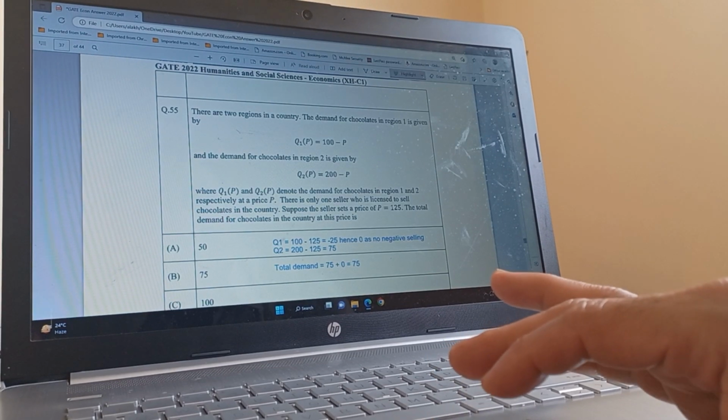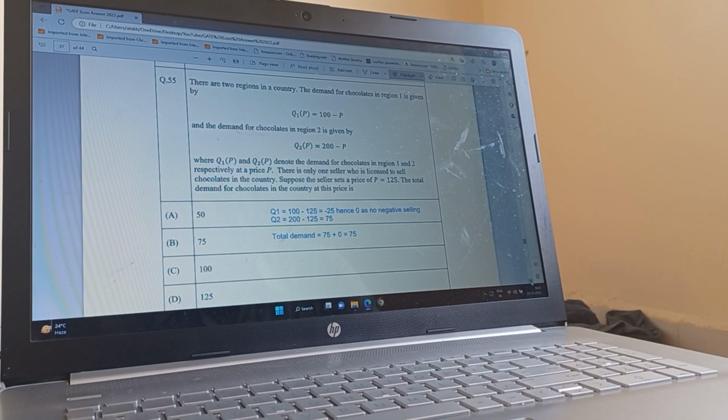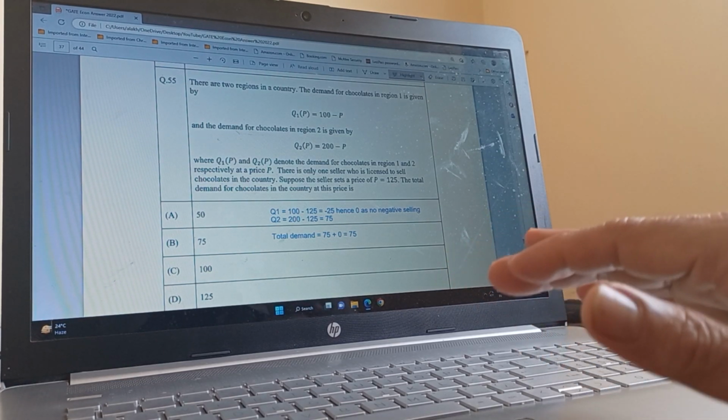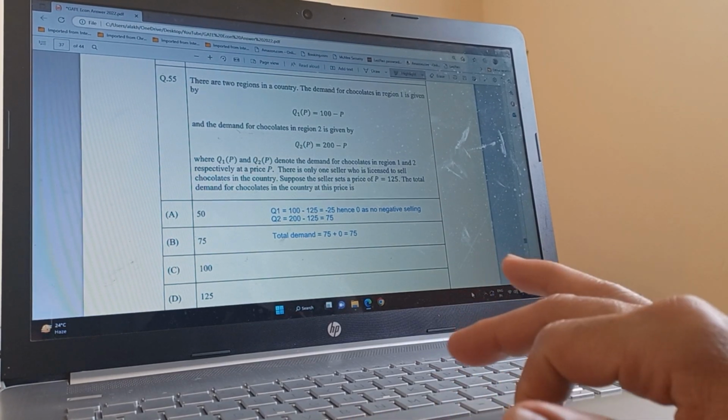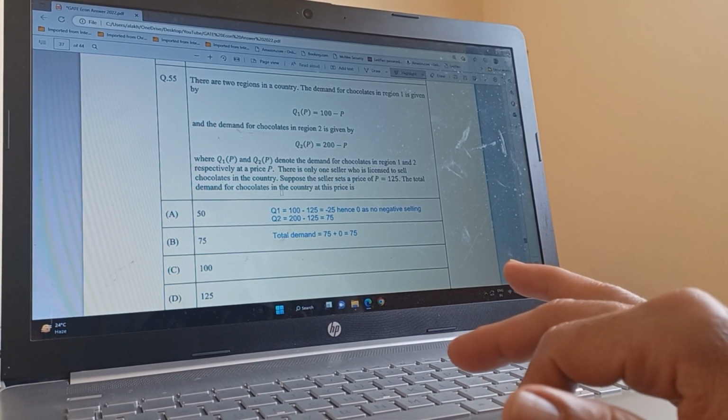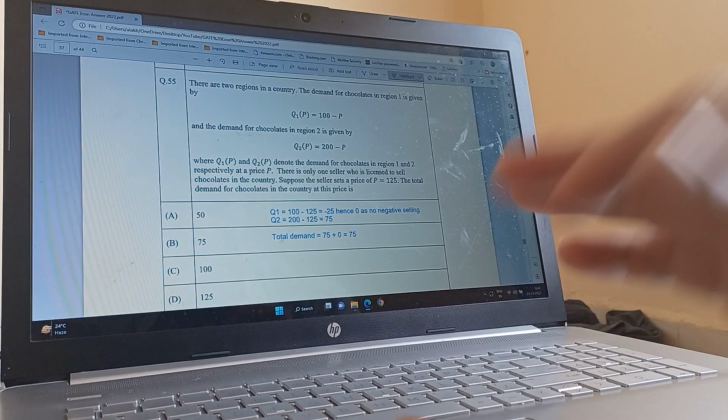Now I go to the last question for this video, and it says there are two regions in a country. The demand for chocolates in region 1 is given by Q1P equal to 100 minus P, and the demand for chocolates in region 2 is given by Q2P equal to 200 minus P, where Q1P and Q2P denote the demand for chocolates in region 1 and 2 respectively at price P. P is the common price of both the regions. There is only one seller who is licensed to sell chocolates in the country, so he is a monopolist, meaning he will maximize his profit.